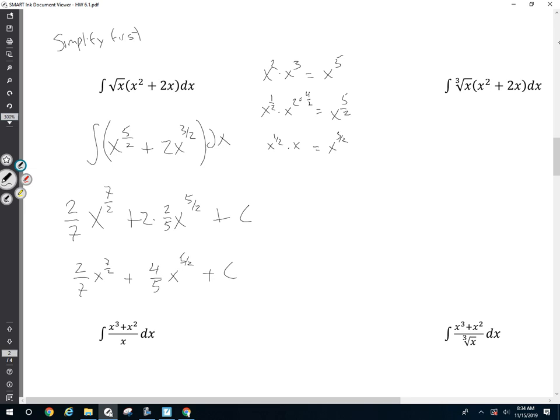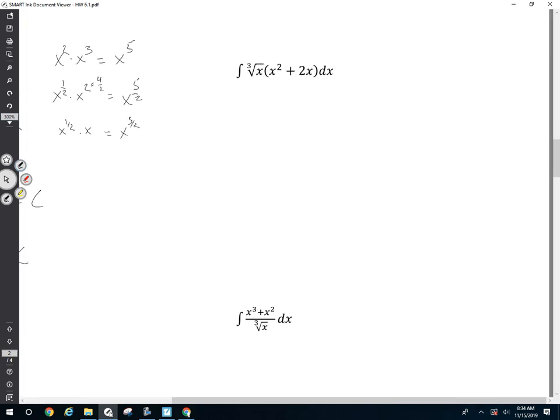Let's see. Okay, same deal here. x to the 1/3 times x squared. x squared will be x to the 6/3, so I'll get x to the 7/3. x to the 1/3 times x, that's 3/3, that'll be x to the 4/3.